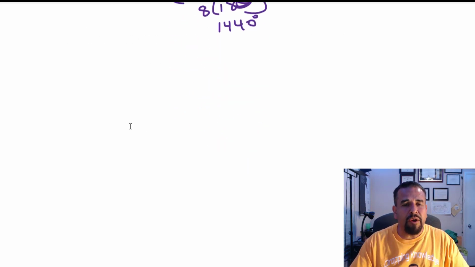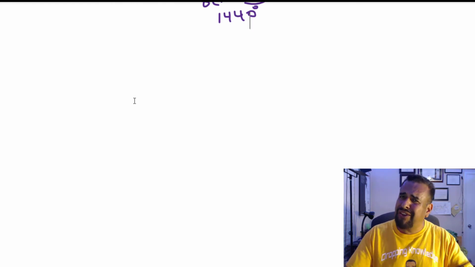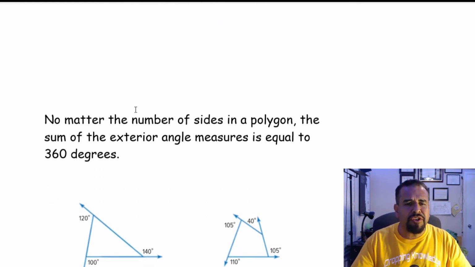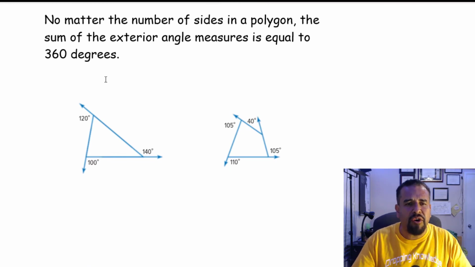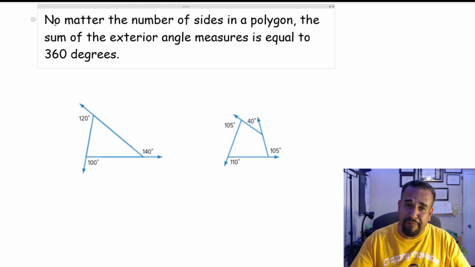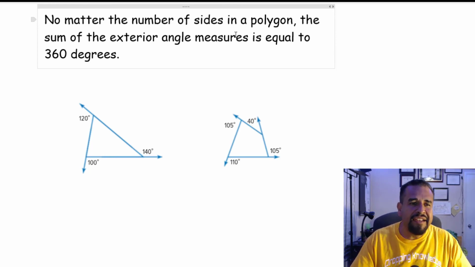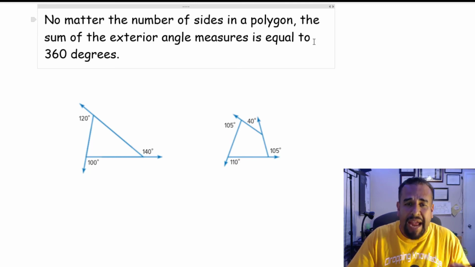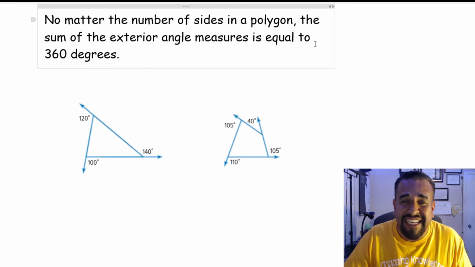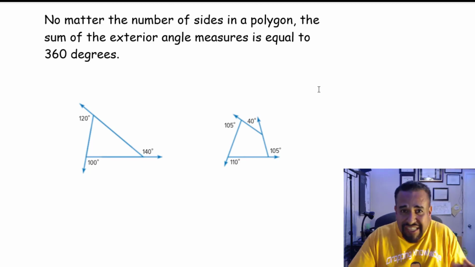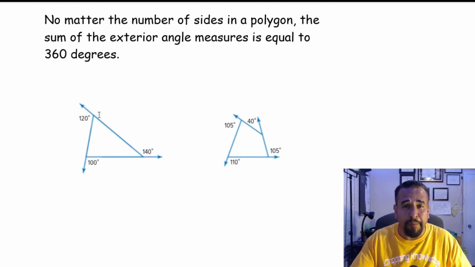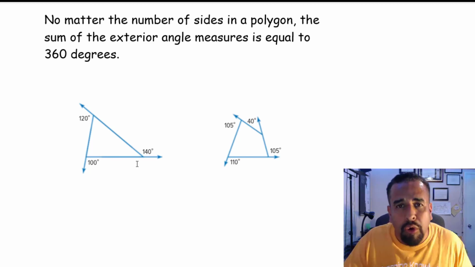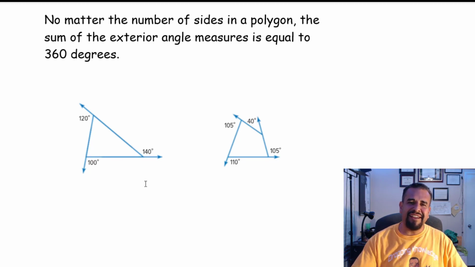Now, one other thing. Don't go away. What I want to show you is how to find the measure of exterior angles. Let's read this together. No matter the number of sides in a polygon, the sum of the exterior angle measures is equal to 360 degrees. Just like a circle. So no matter how many angles I have on the outside of the polygon, they will always total 360 degrees.